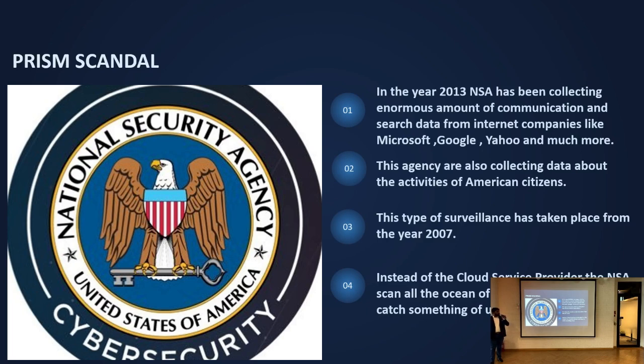This type of surveillance has been taking place since the year 2007. Instead of going through the cloud service provider, the NSA tapped the entire network. So instead of just gathering information from the cloud service provider, they are scanning the entire network used in the US. By scanning the entire network, they can get all the information, including the cloud services and other different kinds of activities done by American citizens.